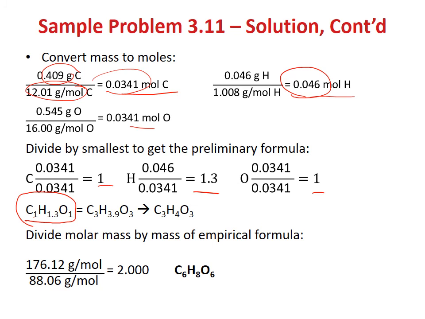All right, and then you multiply by a small integer to give you whole numbers. So the integer is 3. 3.9 is approximately 4, and so that gives you carbon 3, hydrogen 4, oxygen 3. And to find the molecular formula, you use the molar mass given divided by the mass of the empirical formula, and this gives you 2. So 2 times the empirical formula, and that's the molecular formula.